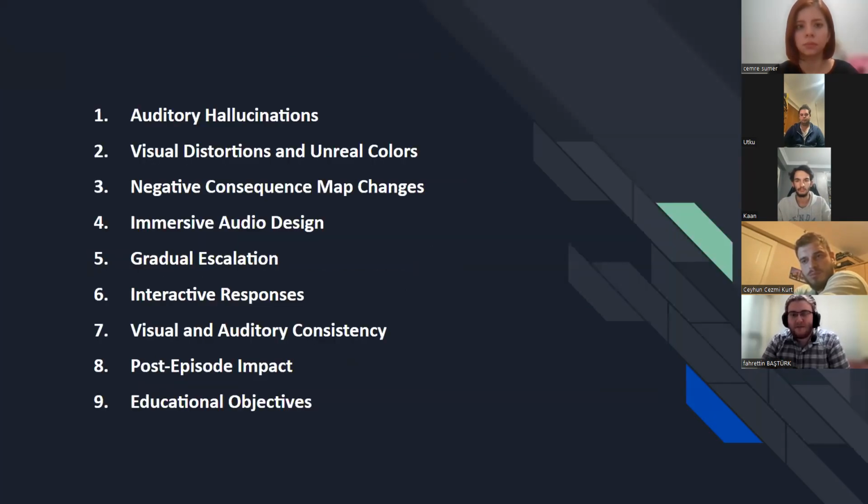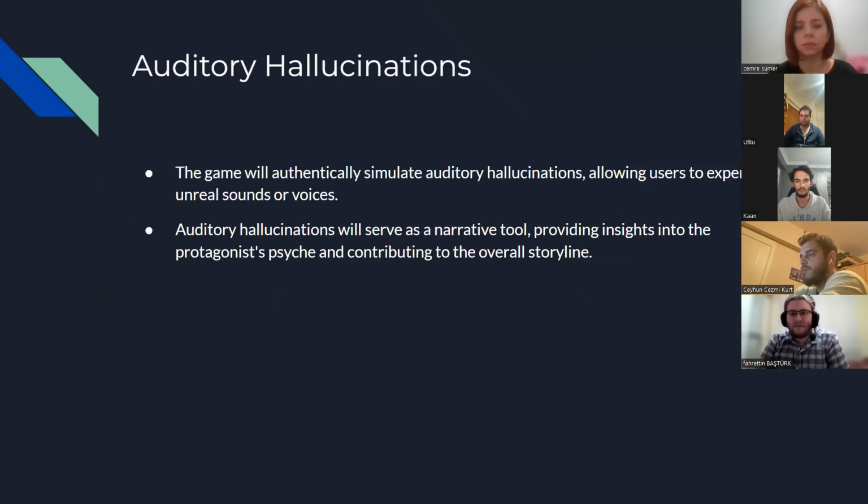Design requirements. I will talk about this type of design requirements in this slide. Other page. Auditory hallucinations. The game will automatically simulate auditory hallucinations, allowing users to experience unreal sound and voice. And it will connect with the storyline about the protagonist's psychology.